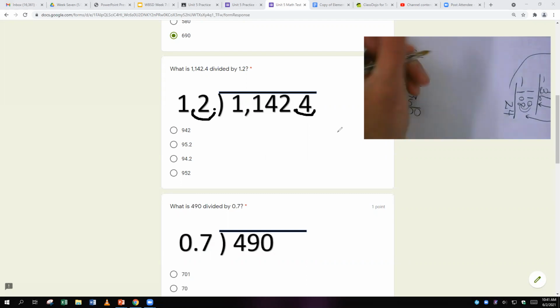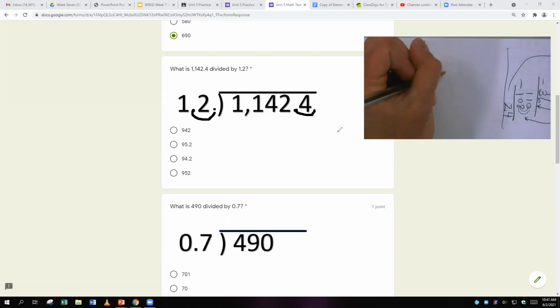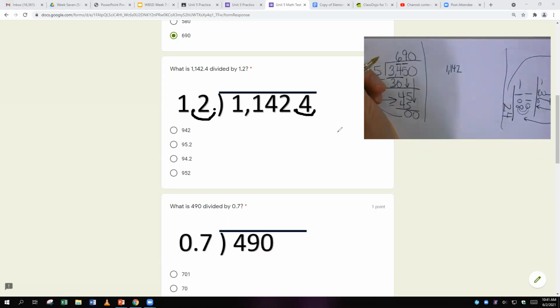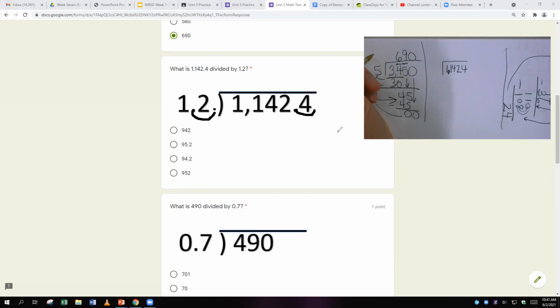So now we have, let's get rid of that stuff, 11,424. I lied again. Ignore that 1,000 mark. And then we are dividing it by 12.